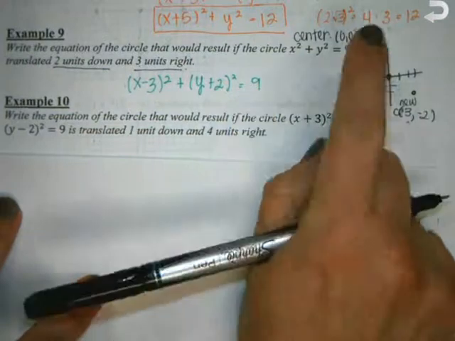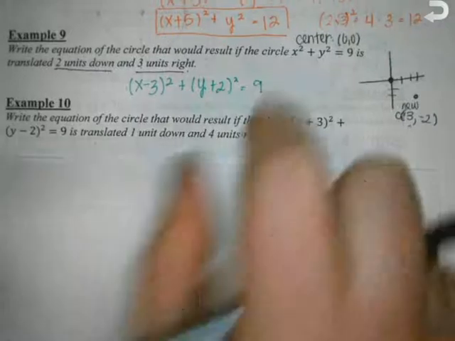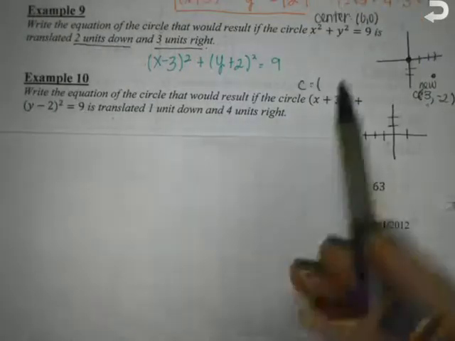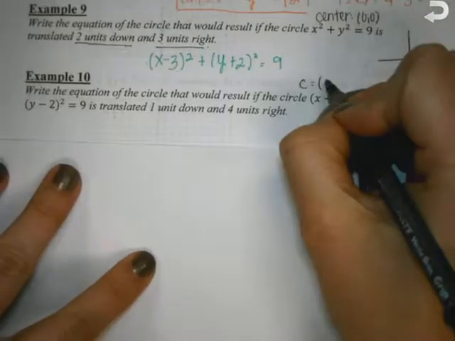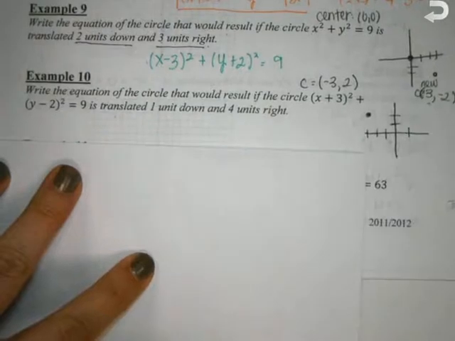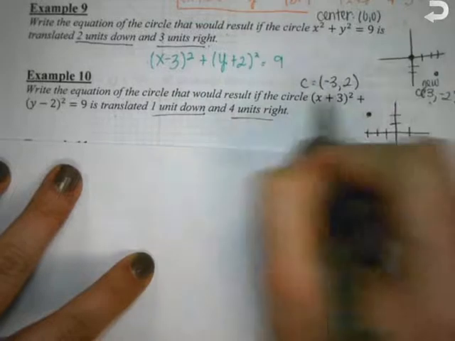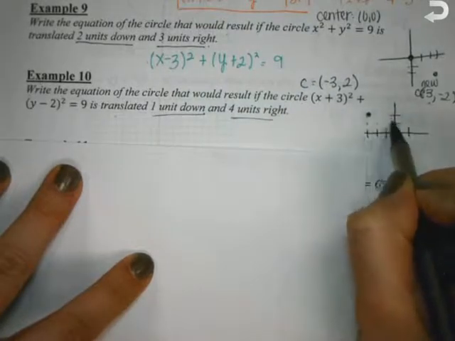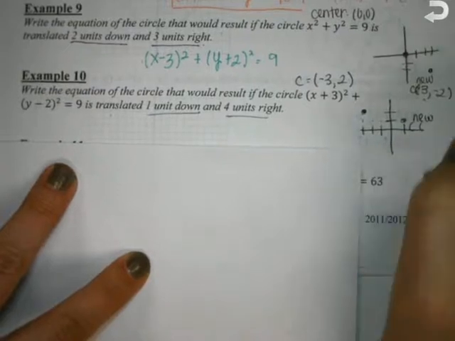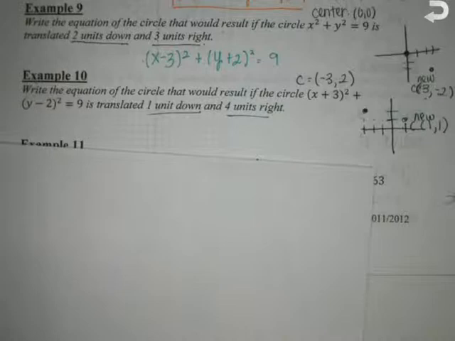Okay, what is the center of your original circle? -3, +2. So let's graph that first. That would be right here. And we are translating it 1 unit down, so just down 1, and 4 units to the right. So we're going to go down 1, 2, 3, 4. So our new center is at what point? +1, +1. Okay, so let's write the equation for that. The new equation is going to be x minus 1 squared plus y minus 1 squared equals 9. And that's your answer.